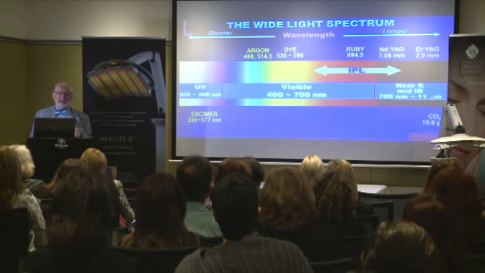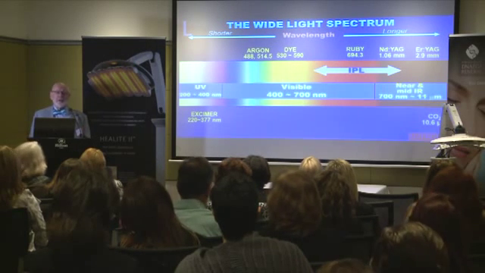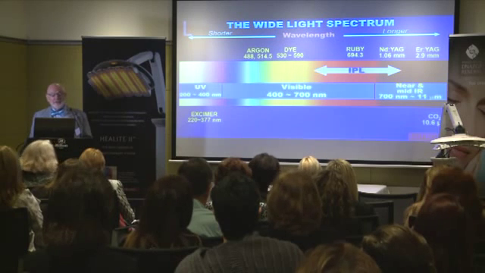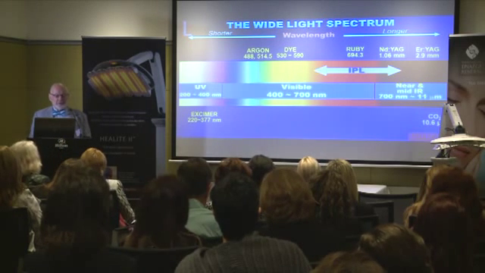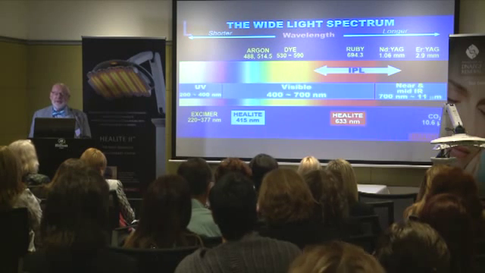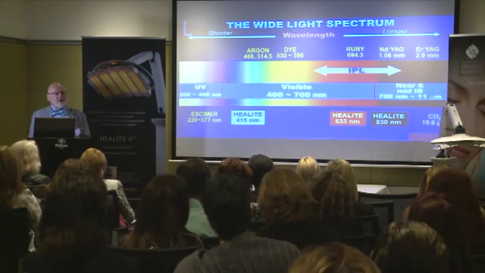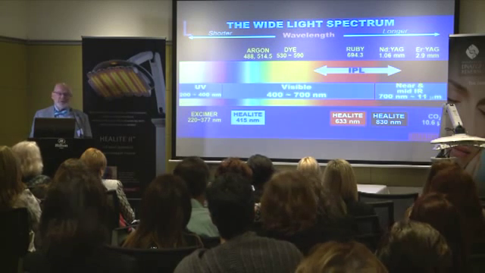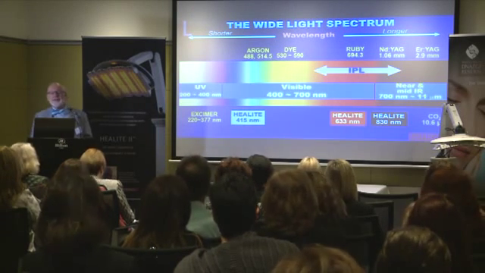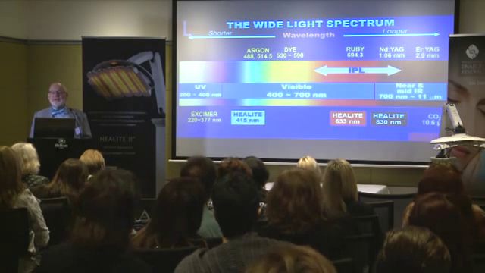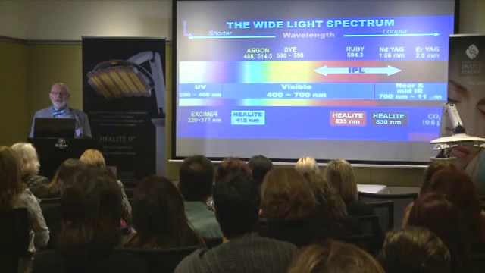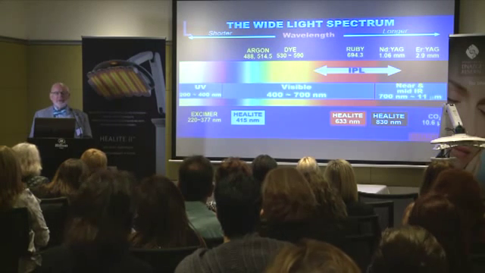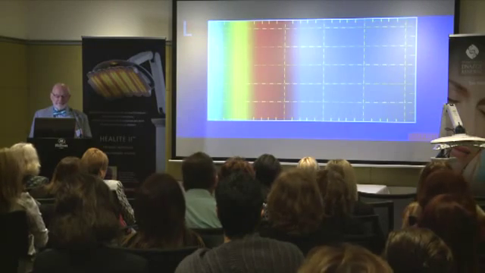And then we have IPL. IPL is not a laser, it's a polychromatic light source, and it can span from the near infrared into visible blue-green. And then we have the three wavelengths offered with the Healite: 415 nanometers, which is visible blue, 633 nanometers, which is visible red, and 830 nanometers, which is near infrared. And each of these wavelengths has a specific target or targets and can be used to do certain things. And as we go through the presentation, you'll learn what these things are.